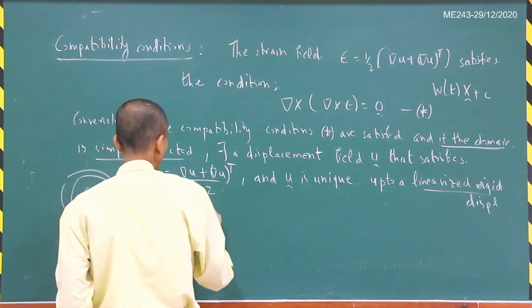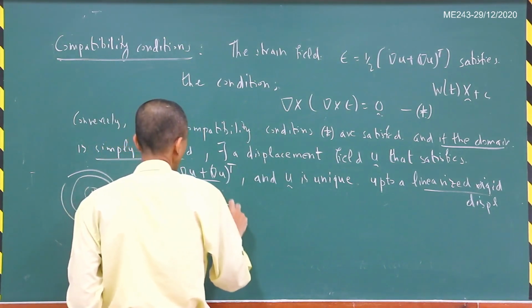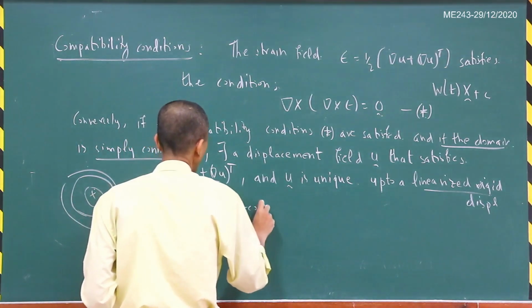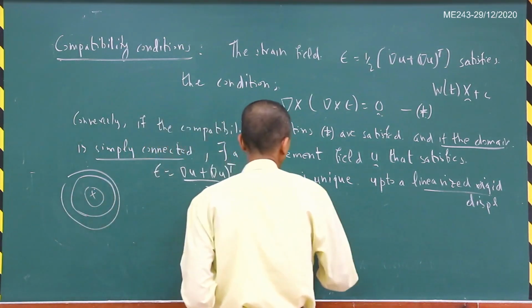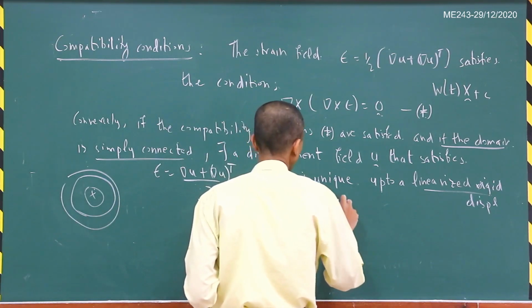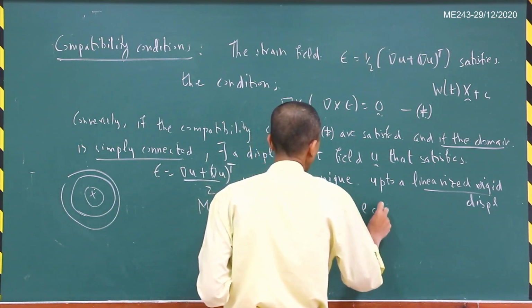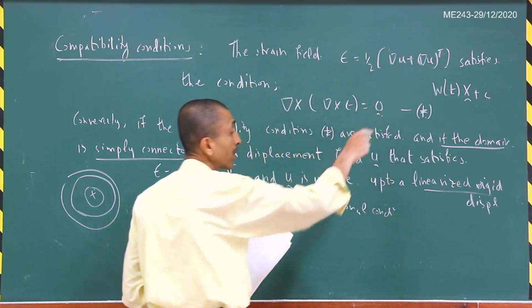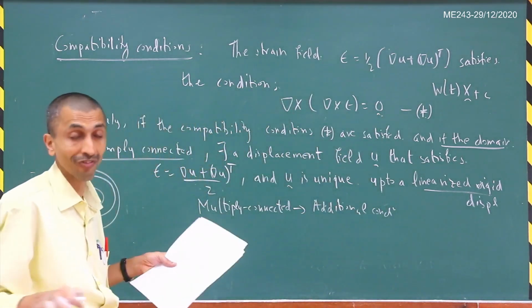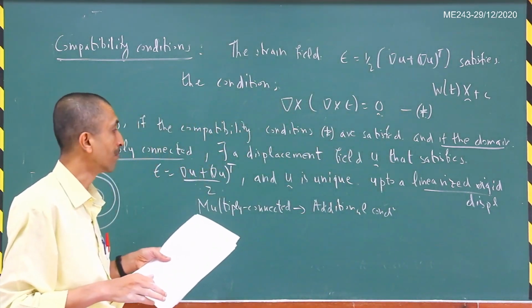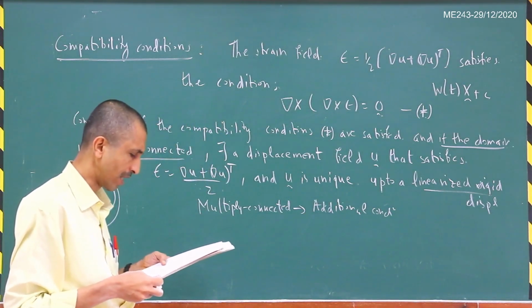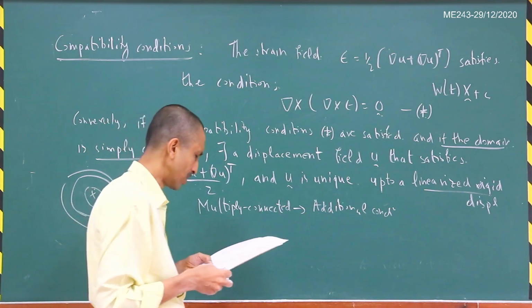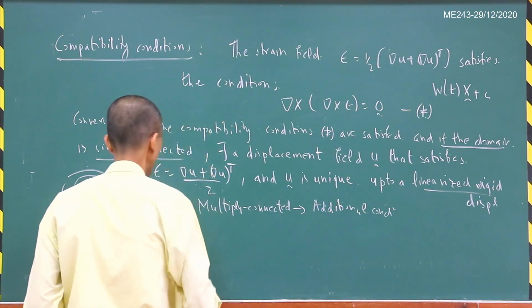So for multiply connected, there are additional conditions. Conditions need to be given. Just checking del cross epsilon equal to 0 is not enough in the case of a multiply connected domain, where we have more conditions. Fine. So let us prove this particular theorem now.